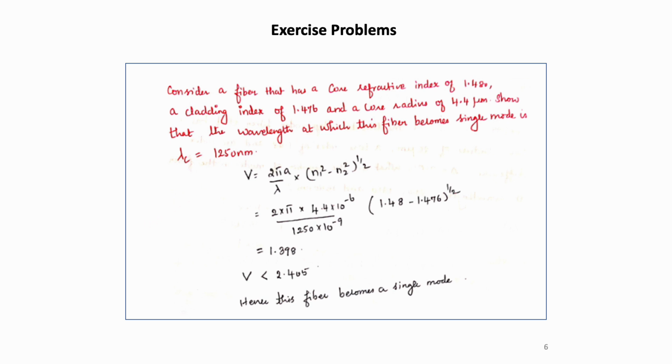They have directly given the core refractive index and the cladding refractive index. With that we can find the numerical aperture, that is NA equal to square root of n1 squared minus n2 squared, and we know the formula V equals 2 pi a by lambda times NA. They have given the lambda value of 1250 nanometer, which is 10 power minus 9, and the radius value of 4.4 micrometer, so 4.4 into 10 power minus 6. Our obtained answer is 1.398. That is less than 2.405, since the fiber becomes a single mode fiber.